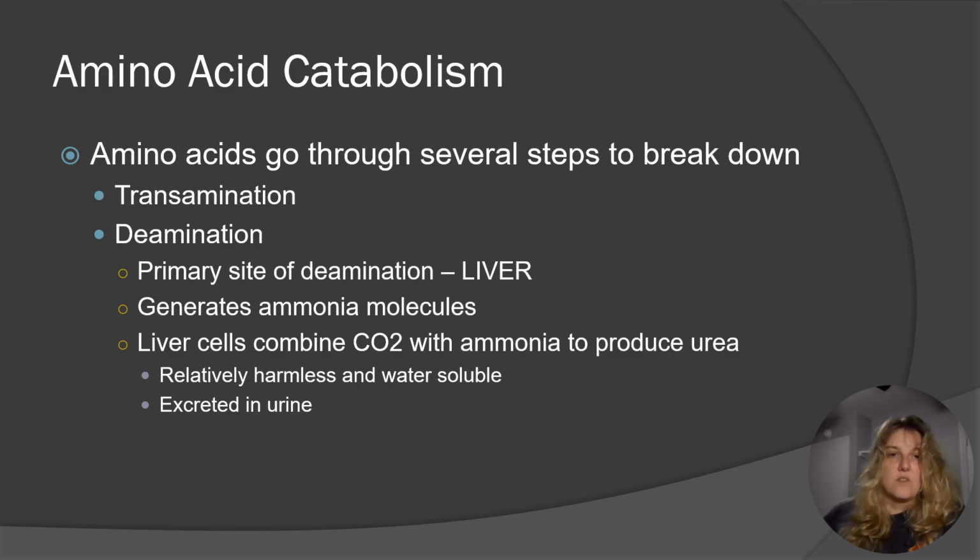Your amino acids go through a lot of steps to break down. There's things called transamination and then deamination, and it's a lot of extra stuff that's not really necessary for us to get through to get to the end of the road with National Registry.